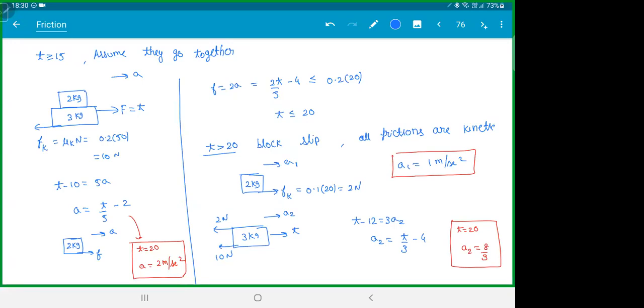Start with an assumption. First you have to see whether they can move or not. Because there's friction on the ground, they won't move for some time. So that is 15 seconds. After 15, they'll move. But the moment they move, friction becomes kinetic. Draw the new FBDs. Assume both go together.